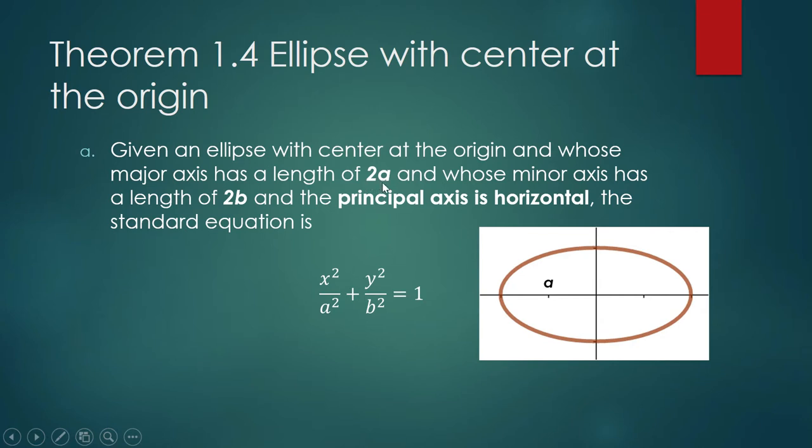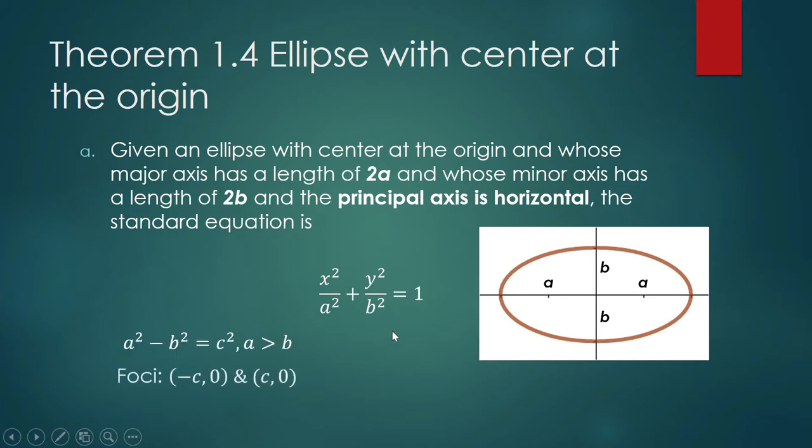Pay attention to this: 2a, 2b, and a squared and b squared. 2a, okay, this is a from the vertex to the center, that's a. So from one vertex to another, that would be 2a. So that's going to be the length of your major axis. The b there will help you write the length of the minor axis. So the length of your minor axis is 2b.